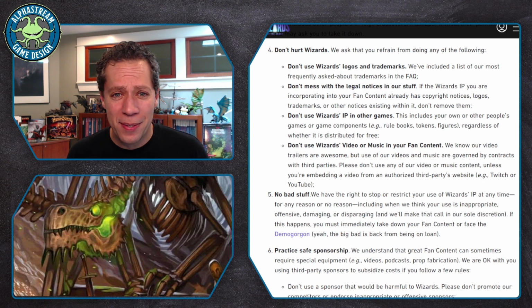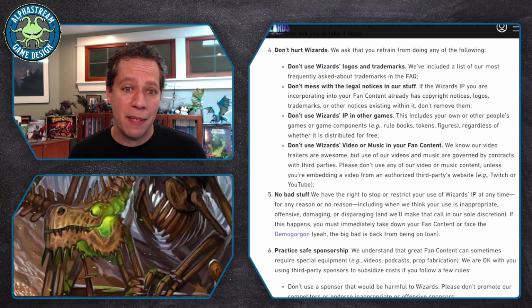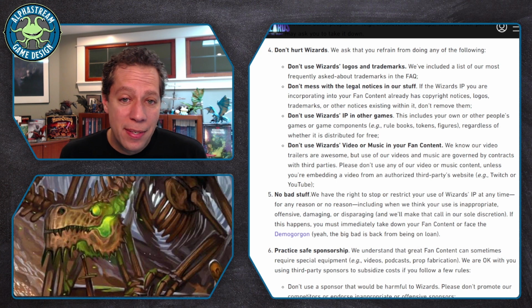Don't use your logos and trademarks. This is one that I often see folks fall afraid of, because they want to make it look like, right, I want my product to look like an Eberron product, and I want to have a logo on it. That's what the DMs Guild is for. You can't do that in an unofficial product, right? You really want to say Eberron in something that doesn't at all look like the official trade dress or official logo. Don't mess with the legal notices in our things.